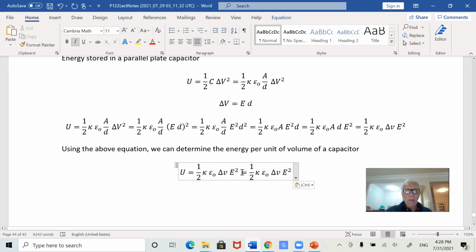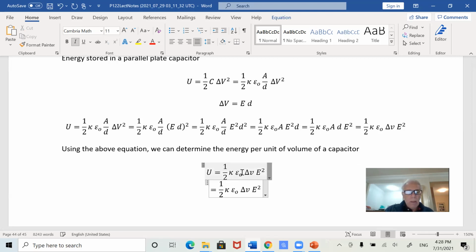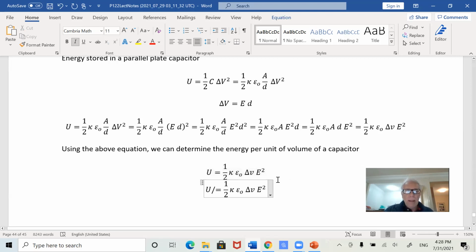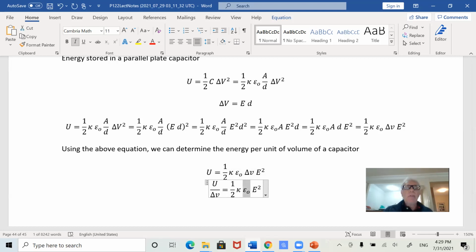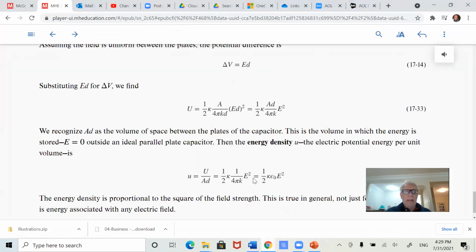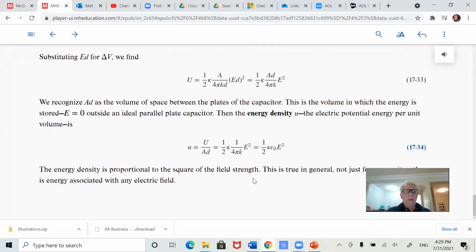So here you go, I'm going to write U over delta V. And we get the simple result, kappa epsilon naught E squared. The stronger the electric field, the more energy per unit volume you get as well. That's what we get, kappa epsilon naught E squared.